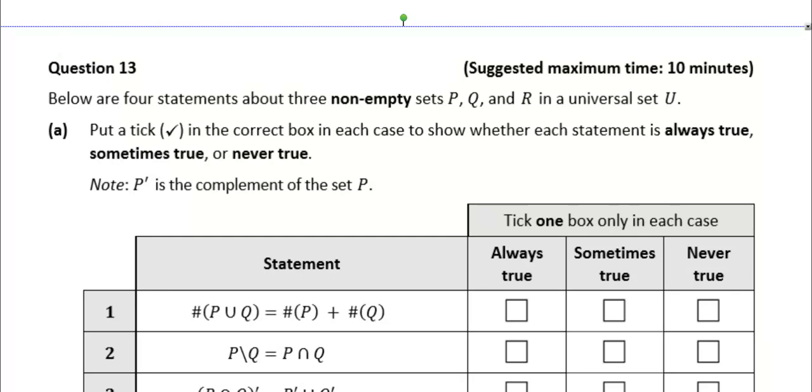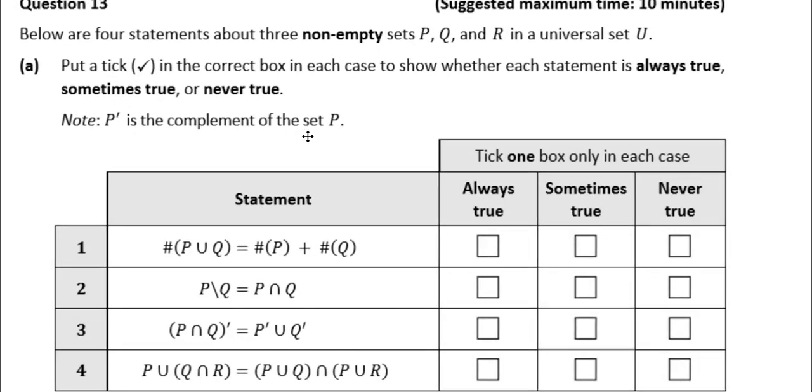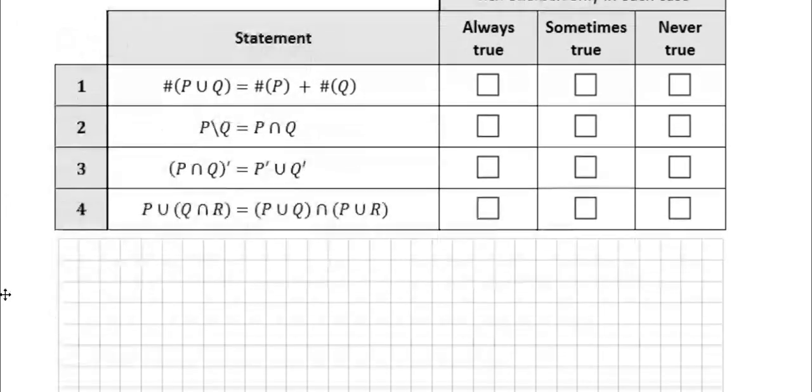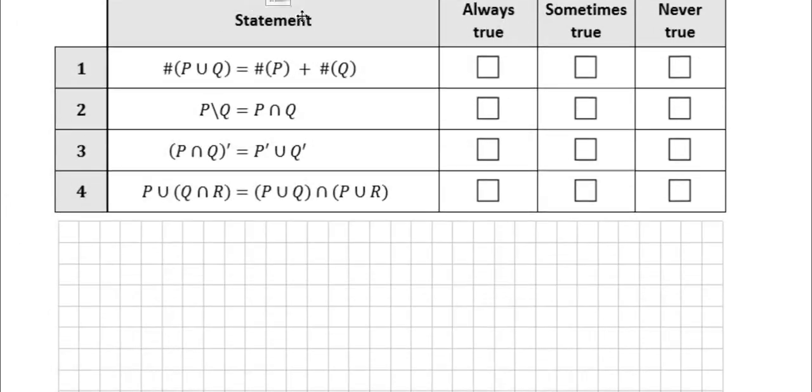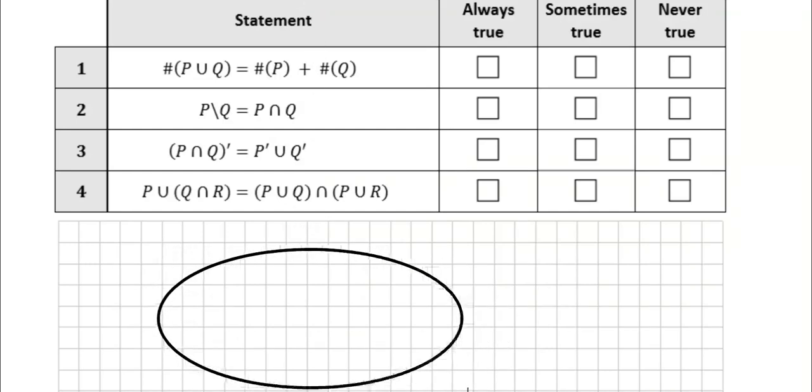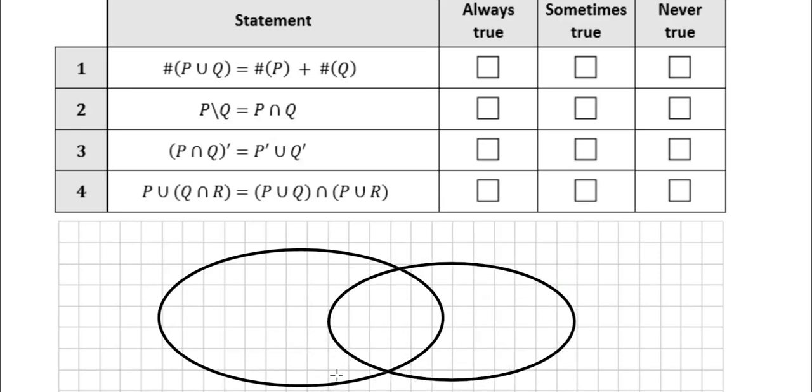Okay. Below are 4 statements about 3 non-empty sets P, Q, and R in universal set U. Okay, so what we're going to do is set up a Venn diagram. We can just set up a simple Venn diagram with 2 of them at the moment. So 1, 2. Now first thing we're going to do is put in some letters like A, B, C, D, and E.